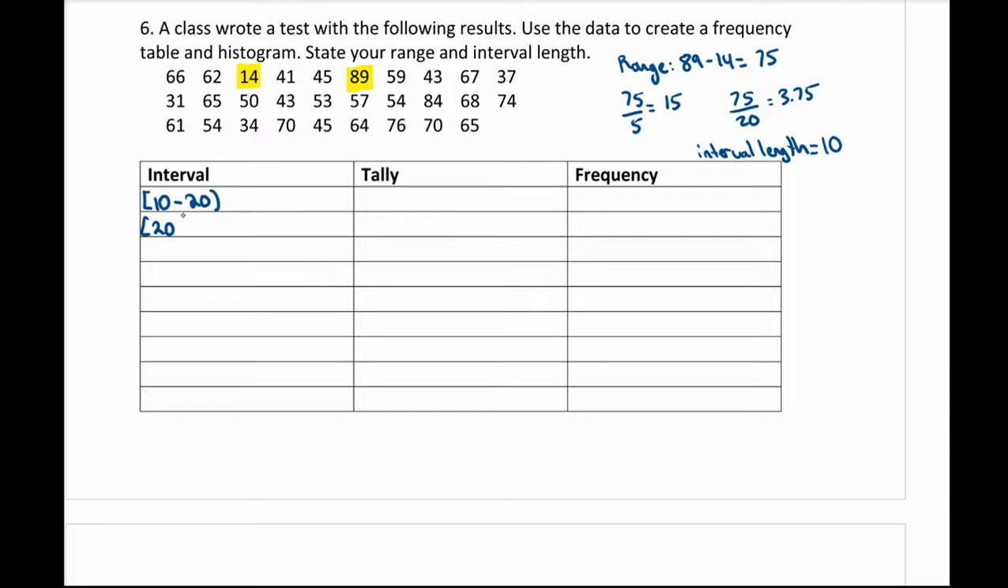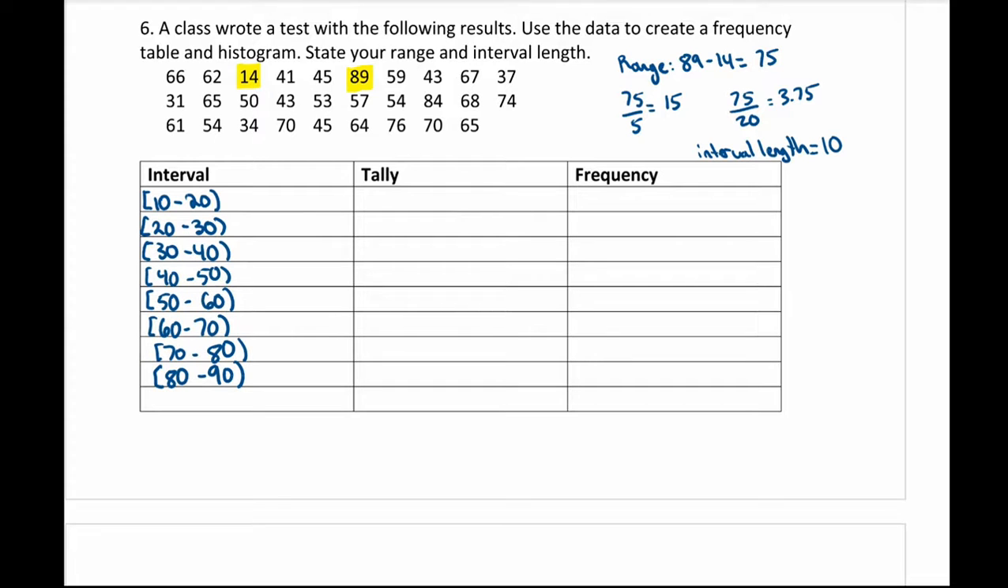Our second one goes from 20 to 30, 30 to 40, 40 to 50, 50 to 60, 60 to 70, 70 to 80, and 80 to 90. I'm going to stop it there because our highest data point is 89, so we don't need to have an interval that's higher than 90 because none of the data is going to be in any of those intervals.